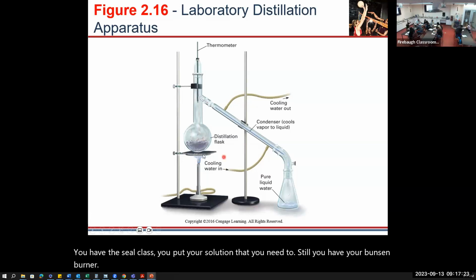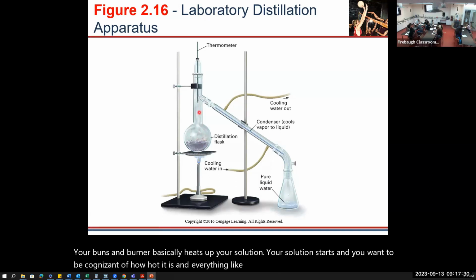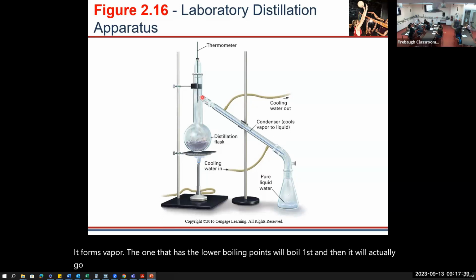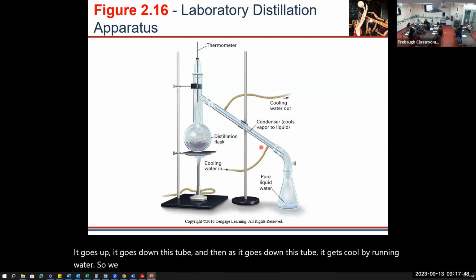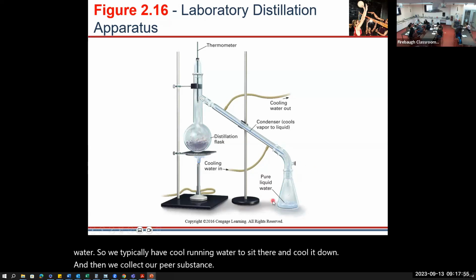Your Bunsen burner basically heats up your solution, and you want to be cognizant of how hot it is. It forms vapor. The one that has the lower boiling point will boil first and form a vapor. It goes up and down this tube, and as it goes down, it gets cooled by running water. So we typically have cool running water to cool it down, and then we collect our pure substance on this side.